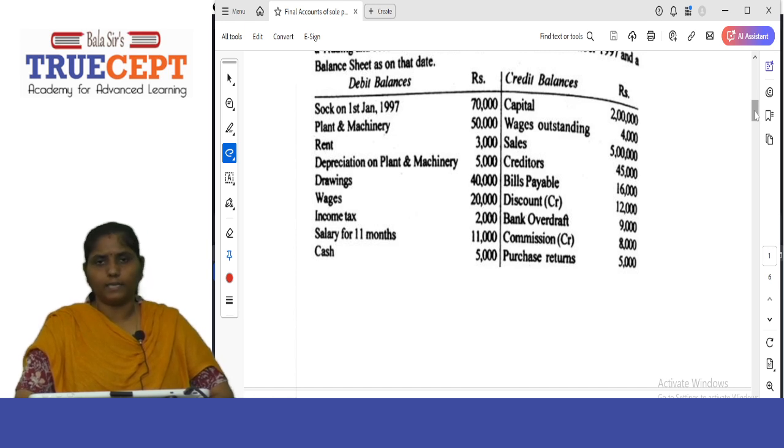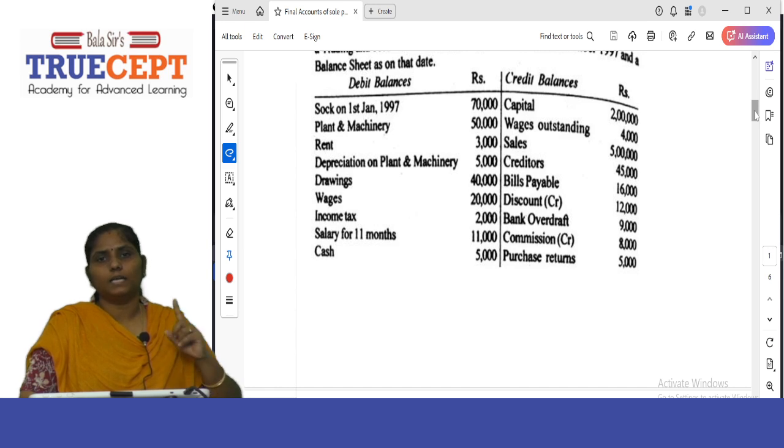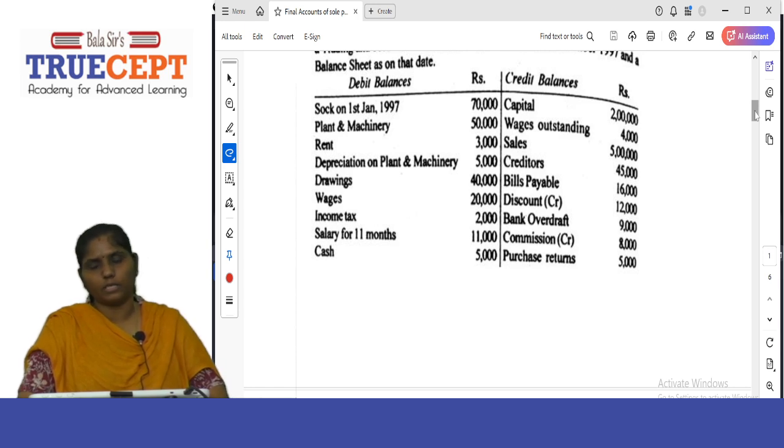Next comes your sales. Trading account credit side, sales income. Then comes your creditors. Again, it's a liability. Bills payable, liability. Discount credit balance, which means what? Discount received. When discount is received, what will happen? Treat it as an income in the profit and loss account credit side. Then comes your bank overdraft. Again, a liability. Commission credit means commission received, right? What does it mean? Profit and loss account credit side, income. Next, purchase returns, subtracted from the purchases in your trading account, right?